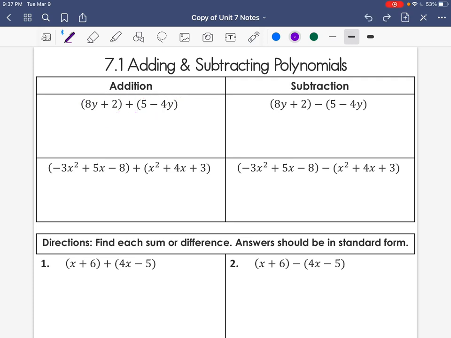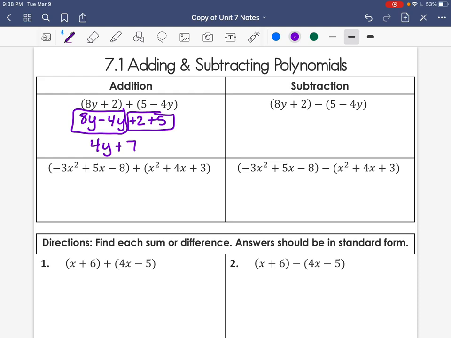But all you really have to do, especially for addition, now subtraction requires a little bit more thinking, is combine the like terms. So you're going to have 8y minus 4y plus 2 plus 5. The y's are just going to get added together, and the constants are just going to get added together. And so a binomial plus a binomial is going to give me a binomial. So 8 minus 4 is 4, so we have 4y. 2 plus 5 is 7, so we have plus 7. That's it. That's all you do. It's just combining like terms.